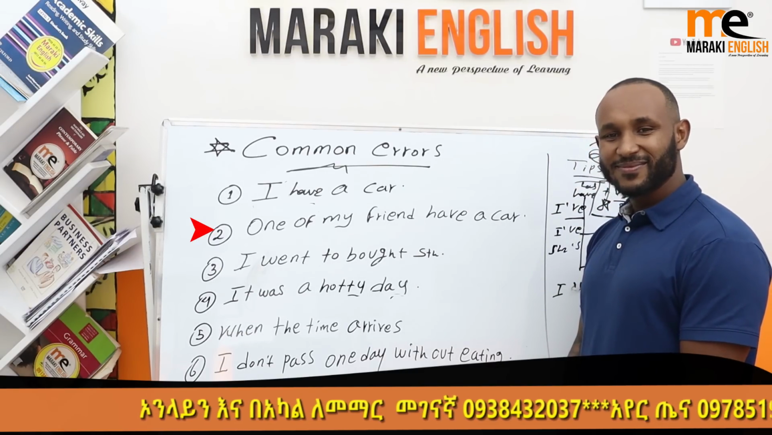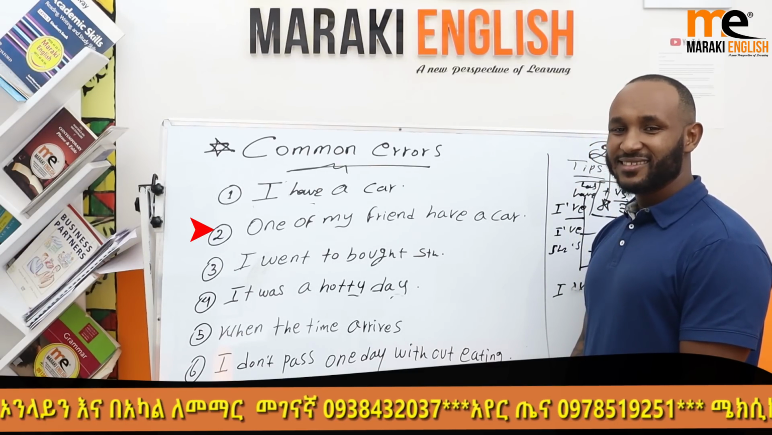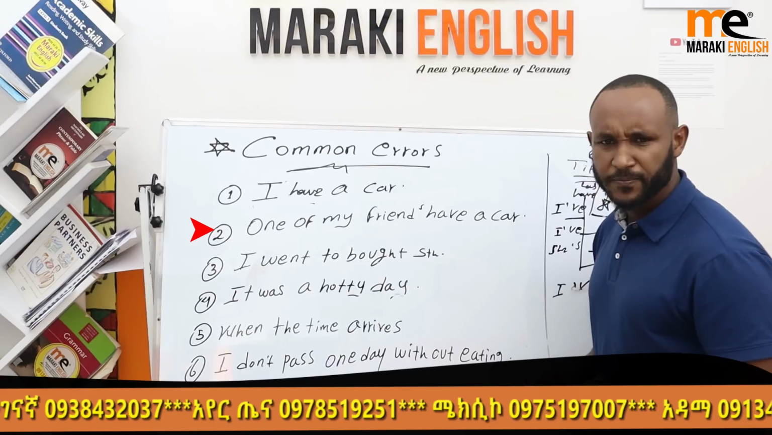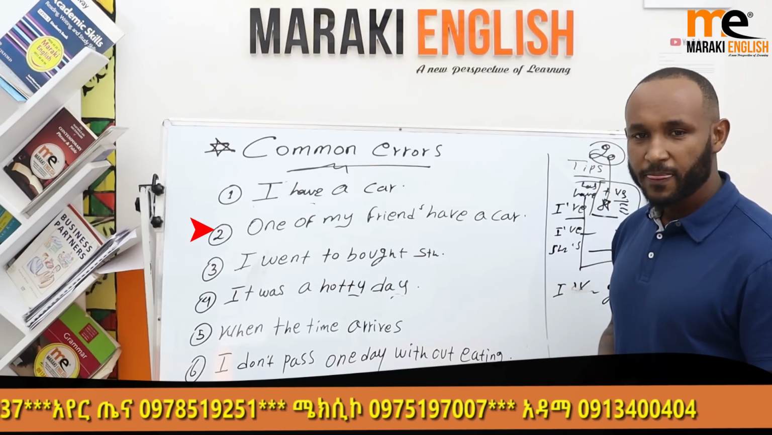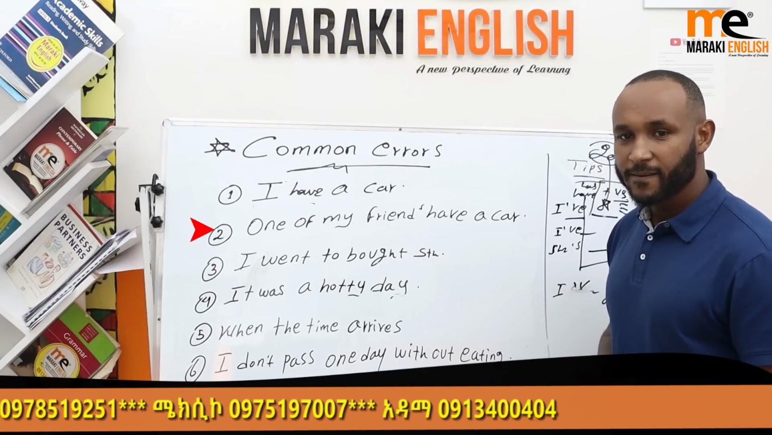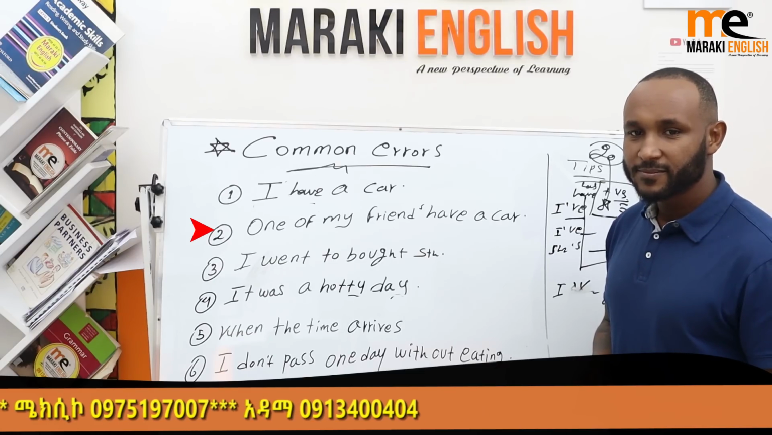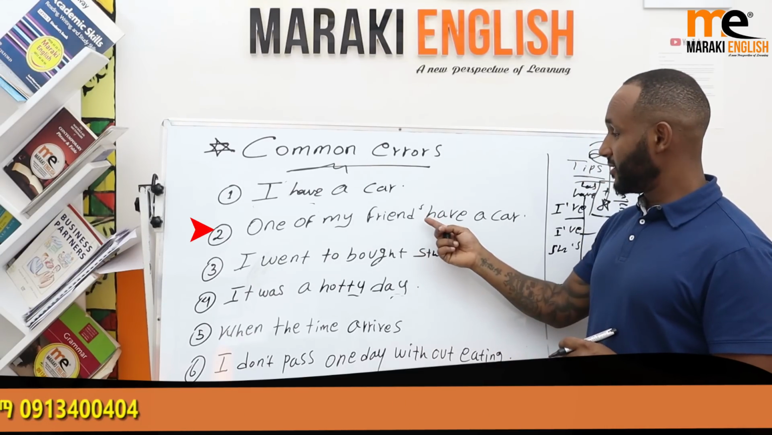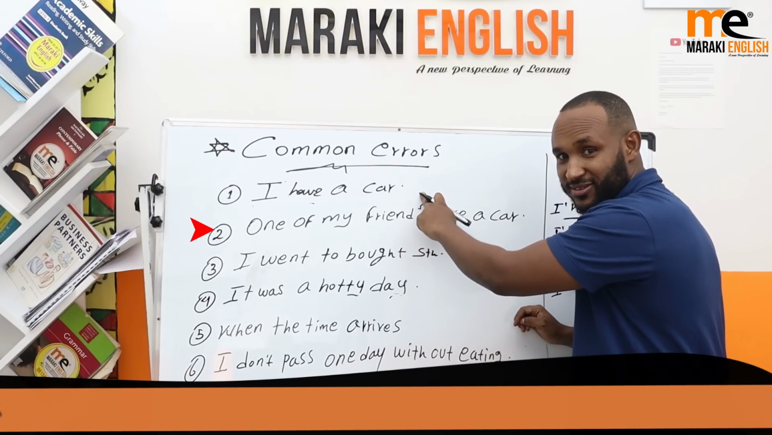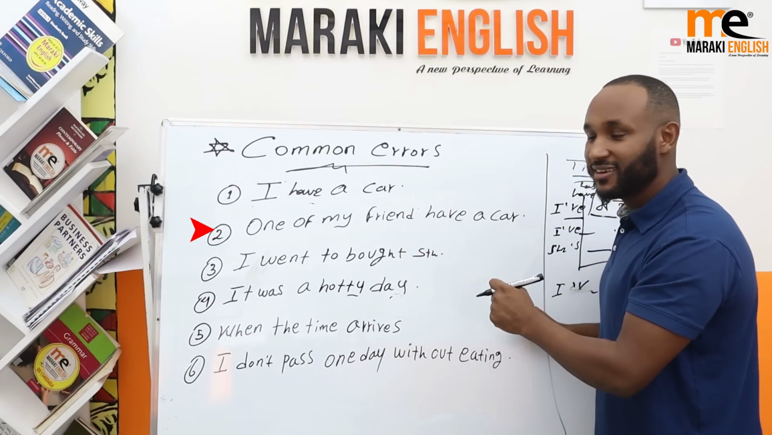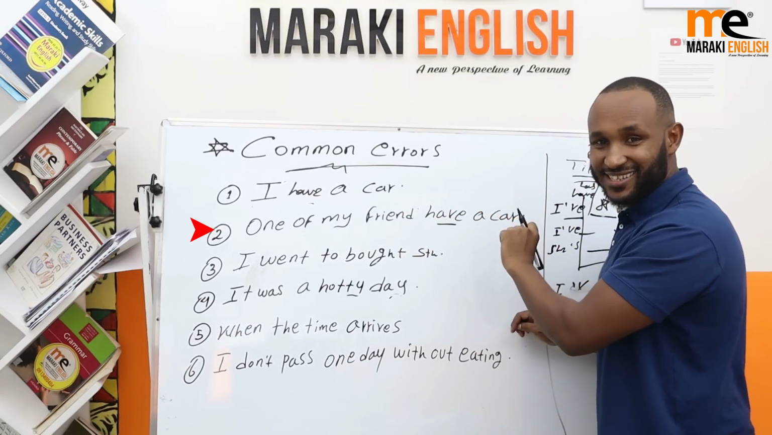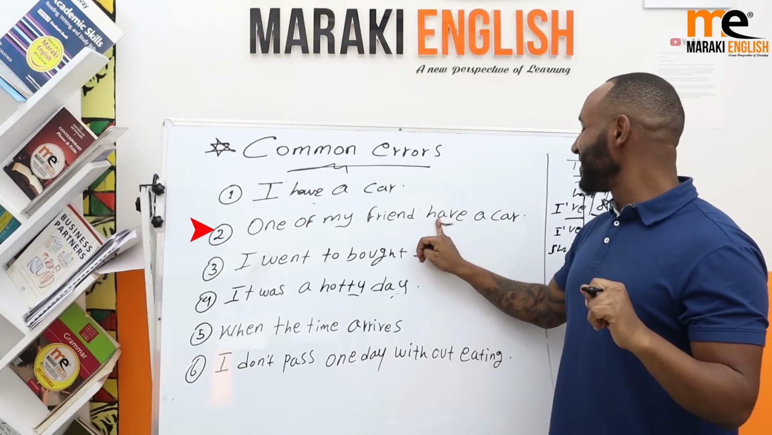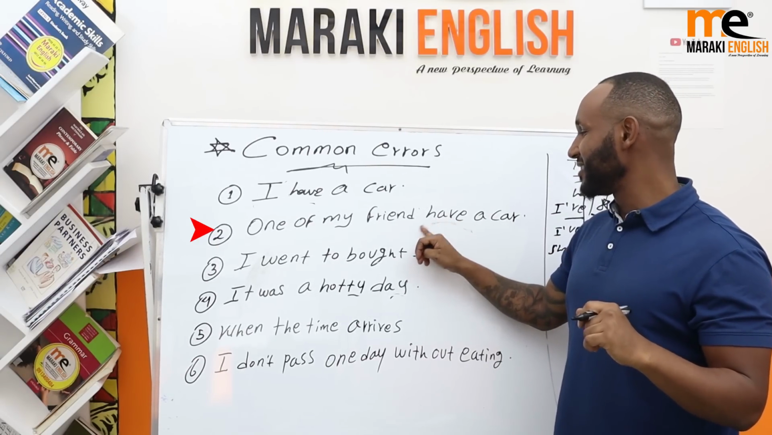What's the problem? One of my friends. Good. So first we add S here. Why? Okay, one of my friend. If I say one of my friend, we are talking about a single person. So we don't have to add S. You're sure? Maybe no. One of my friend has a car. Very good. One of my friend has a car. Yeah, this is tricky.